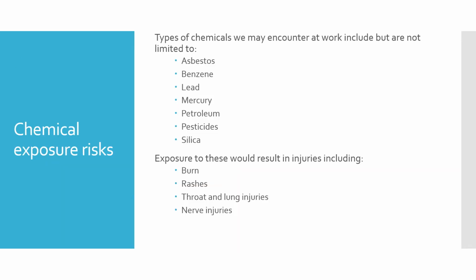Types of chemicals we may encounter at work, that are not limited to. We have a few listed here, as you can see. Some of them are mercury, silica, asbestos. Exposure to these would result in injuries, including burns, rashes, throat and lung injuries, and nerve injuries.